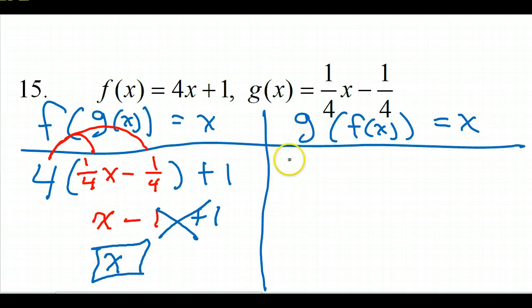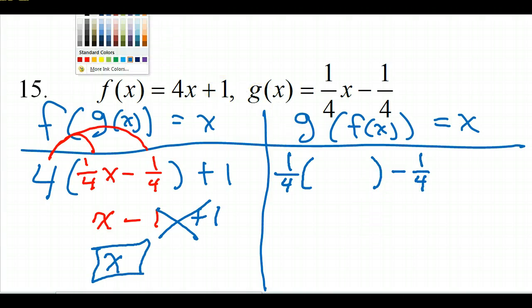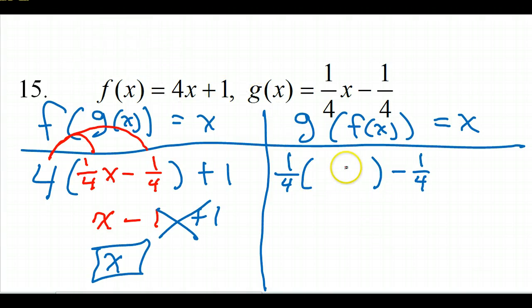Alright, now let's do the g. So I have 1/4 x minus 1/4. So that's 1/4 parentheses minus 1/4. So inside goes function f, which is over here. So inside goes 4x plus 1.